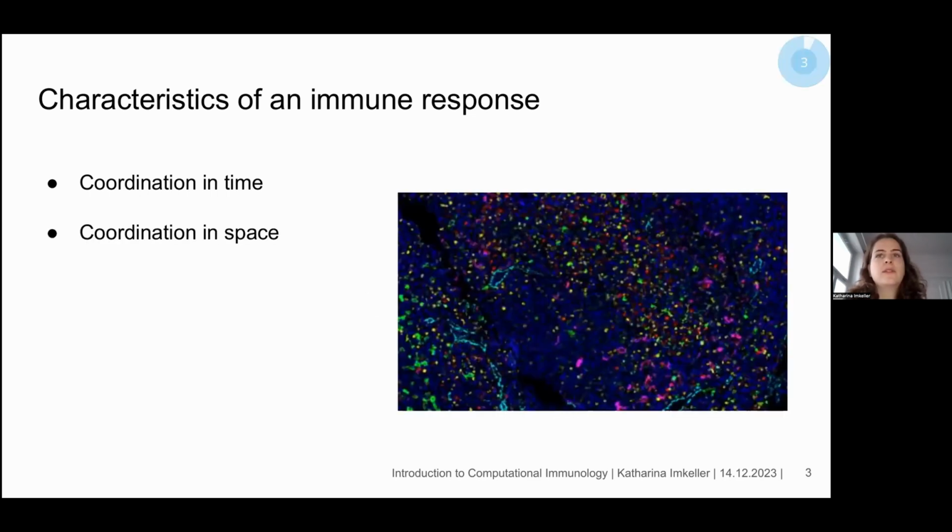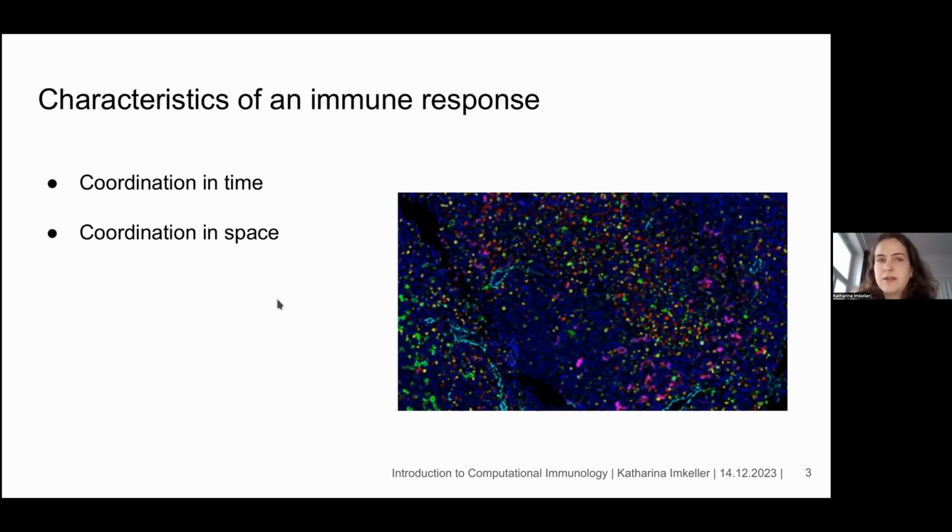Second, the immune system has to coordinate itself in space. So you want the immune response to take place in the tissue that is infected, for example, but at the same time, cells from infected tissue need to migrate to other organs, such as lymph nodes, and other cells from the lymph node may need to migrate towards the tissue that is infected. And this coordination is very important so that the immune function is maintained.